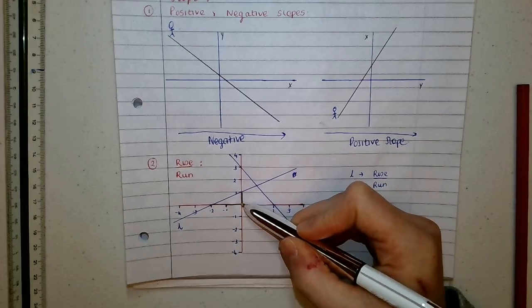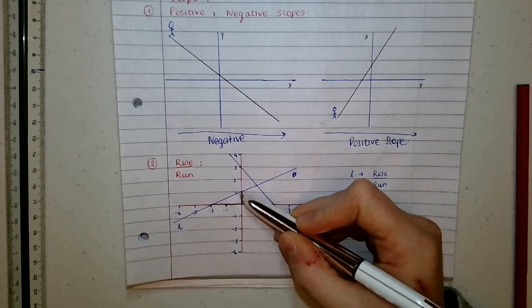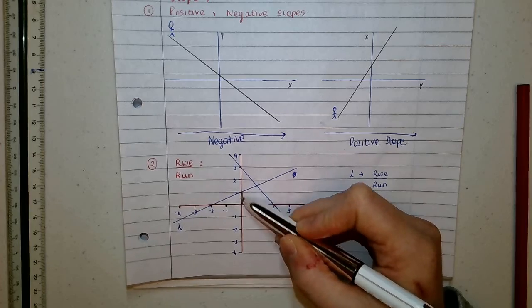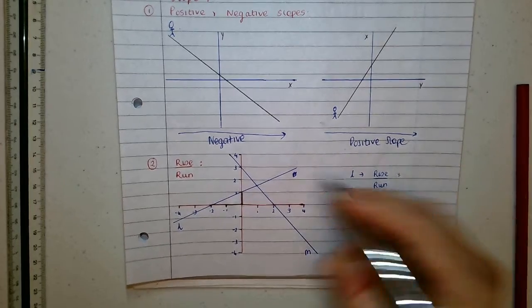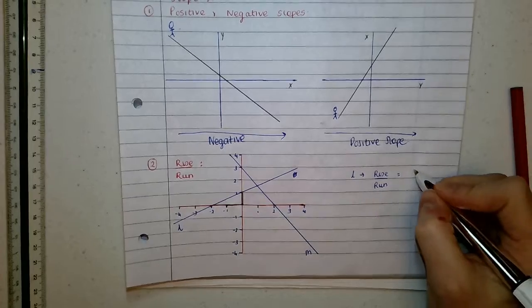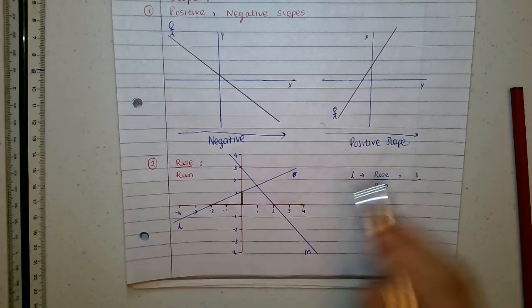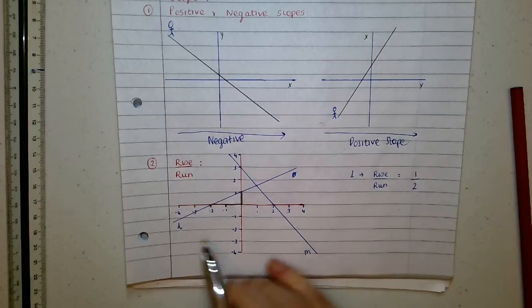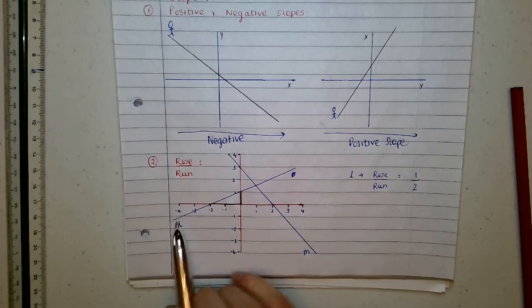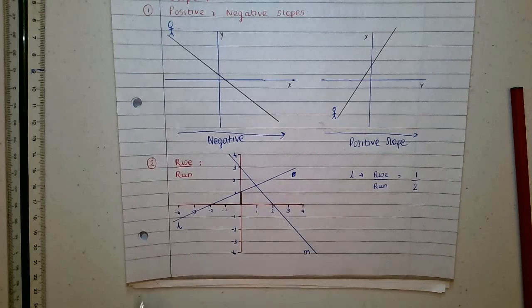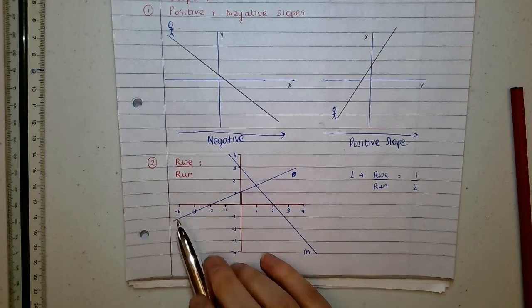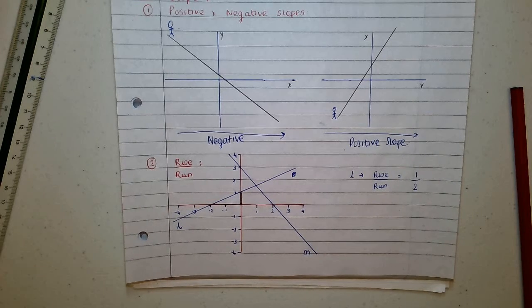Rise here is how much the line goes up in our triangle, so this side here, which, we can all see from 1 to 0, is actually just 1, and the run is the distance from here to here, which is 2, as you can see. Now this is a positive slope as it is going up, it is increasing from left to right. So the slope of this line is a half.